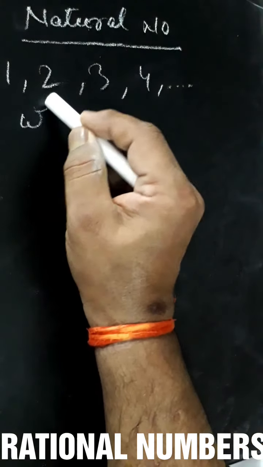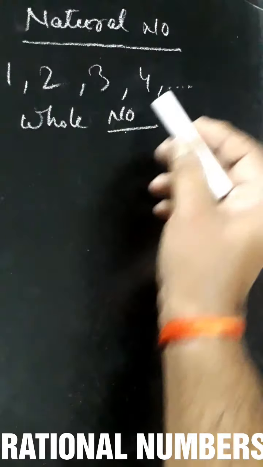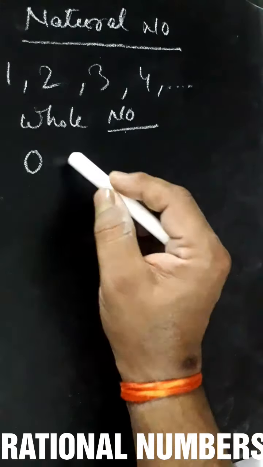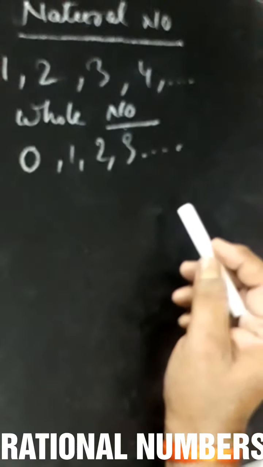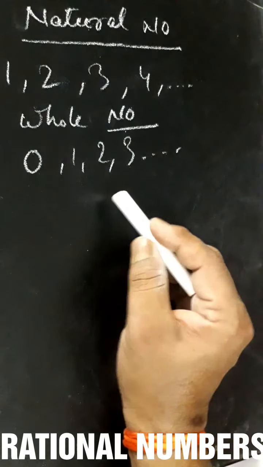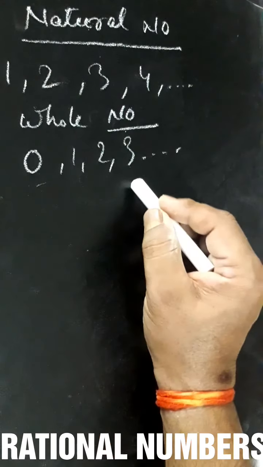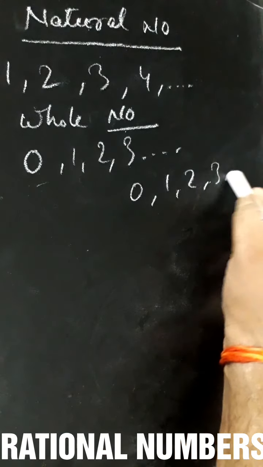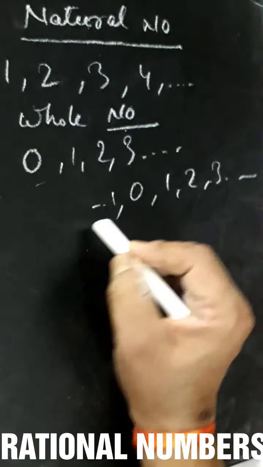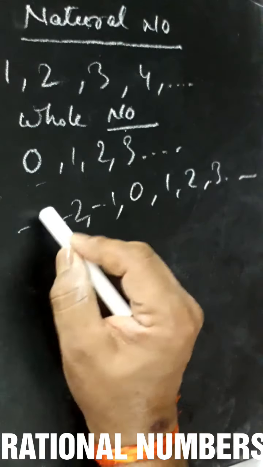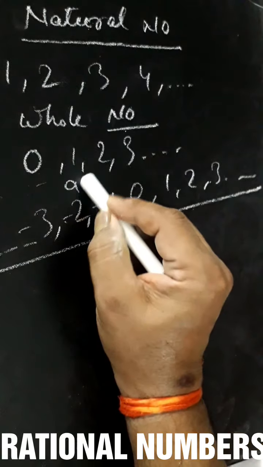If we talk about whole numbers, then if we add 0 to this set of natural numbers, it becomes whole numbers. Now, if we add negative numbers to it, 0, 1, 2, 3, and we add the negative numbers this side, -1, -2, -3 and so on, then such numbers are called integers.